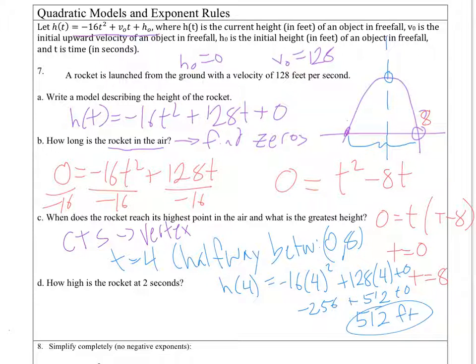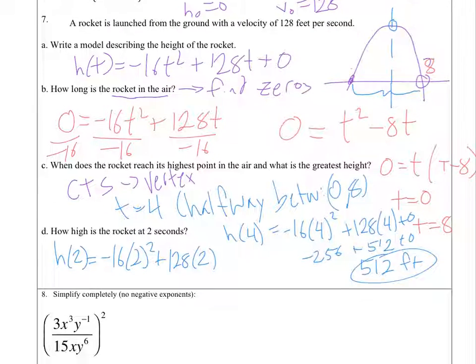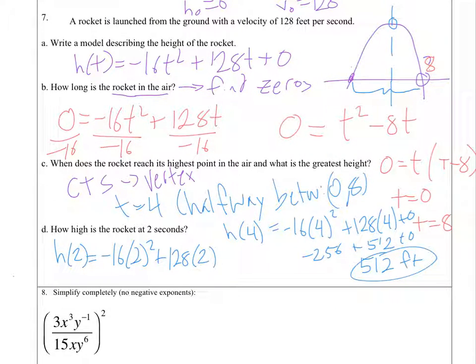Last piece, how high is the rocket at 2 seconds? All we're doing here is plugging in 2 for t. So h of 2 is going to be negative 16 times 2 squared plus 128 times 2 plus 0. And if I multiply this stuff out, negative 16 times 4 is negative 64 plus 256, which is 128 times 2. We end up with 256 minus 64, 192 feet high.